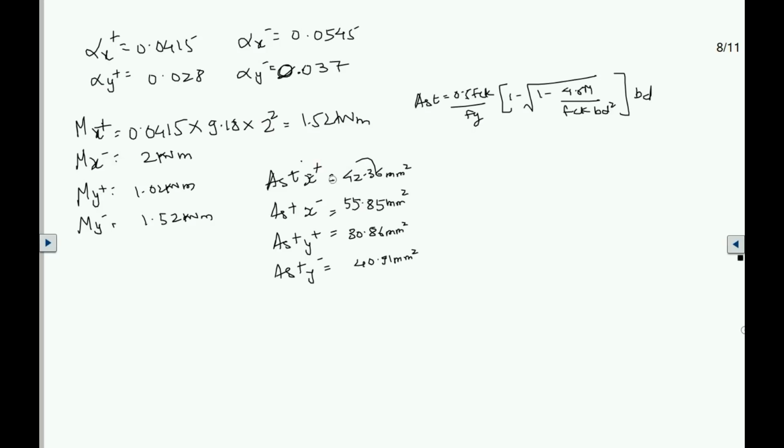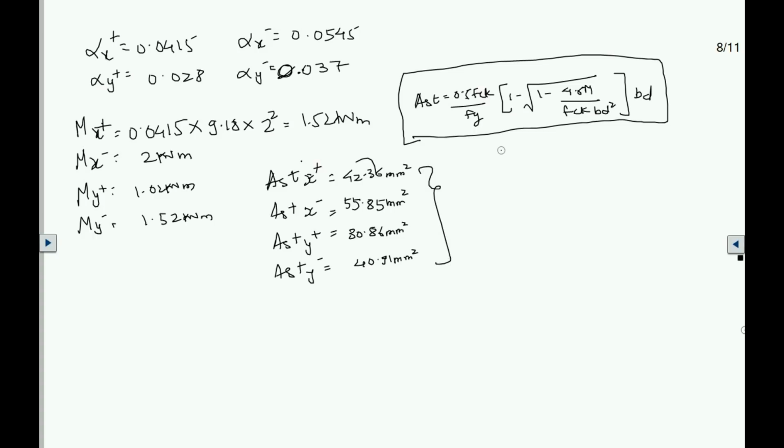So here are the values: AST x positive is 42, AST x negative is 55, AST y positive is 30, and like that. And this is the formula that I use in case you want to know. Now if you compare all of these with AST minimum, which was 150 millimeter square, AST minimum is greater than all of these, so we have to go for AST minimum. Okay, now we have the steel for slab S1 and S2.